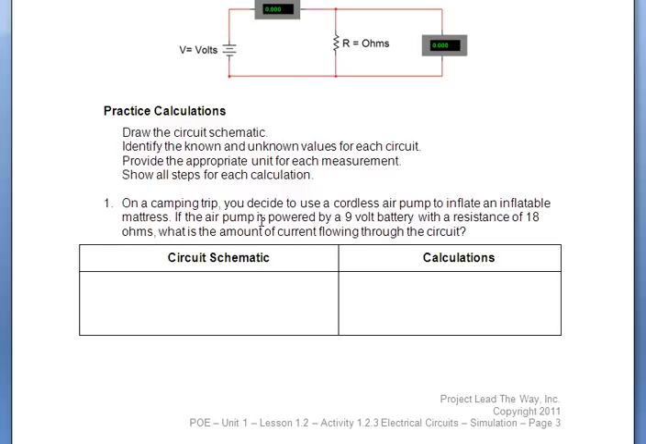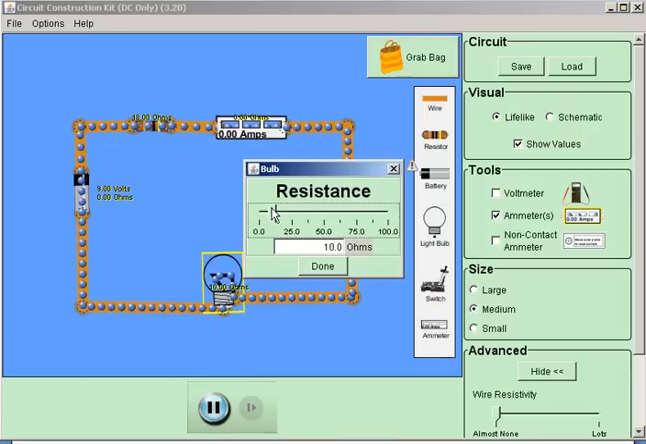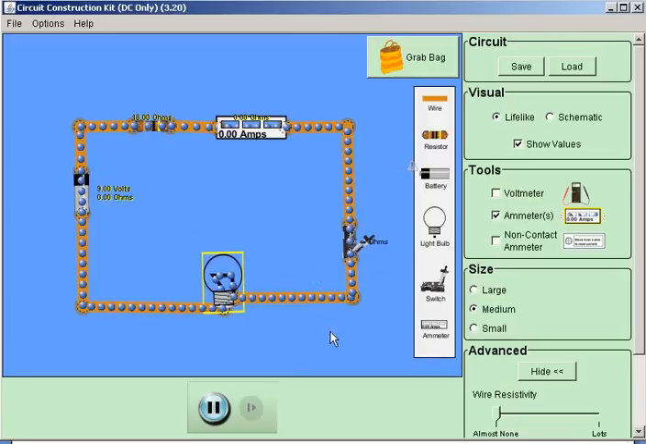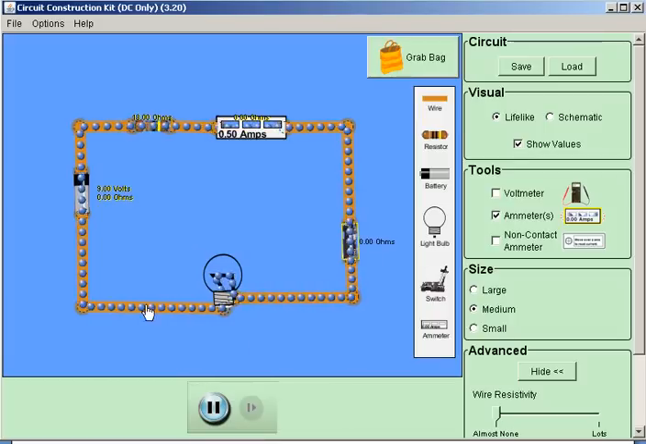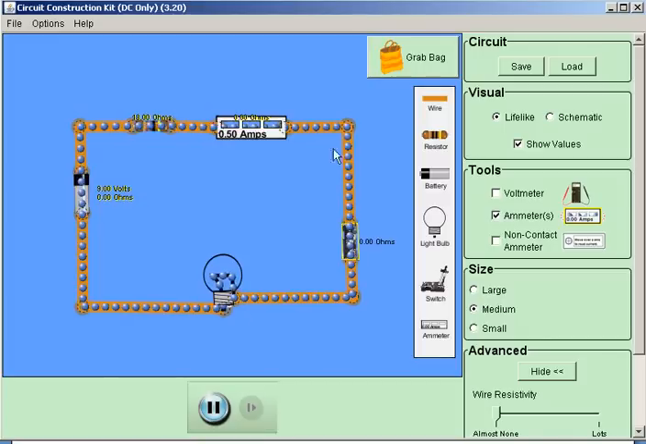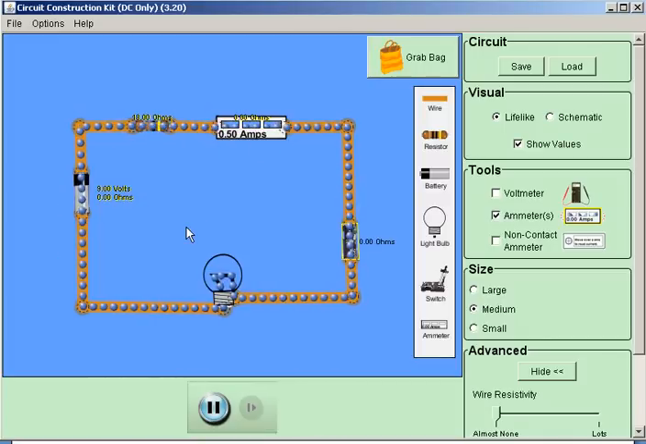So if the air pump is powered by a 9-volt battery with a resistance of 18 ohms, what is the total amount of current flowing? So I guess what I need to do here is take the resistance value down to 0, because I've got 9 volts here, I've got 0 here. So you just need to set up the situation here. Now as I move my switch and close the circuit, the electrons are flowing in a counterclockwise motion, and I have 0.5 amps.